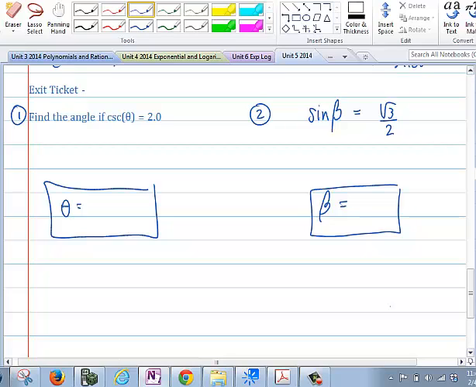Okay, so as a final question, I'd like you to try to answer these two on your own, and I want you to report them back through the Google form. I want you to tell me, if cosecant of theta equals 2.0, what the angle is. And if the sine of beta is equal to root 3 over 2, we want you to find the angle for that as well. So these will be the two questions that you see, and you'll have to use your calculator and try to go through the methods that we talked about during this video.